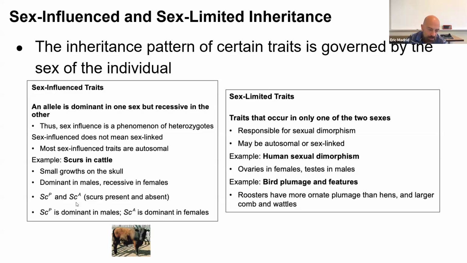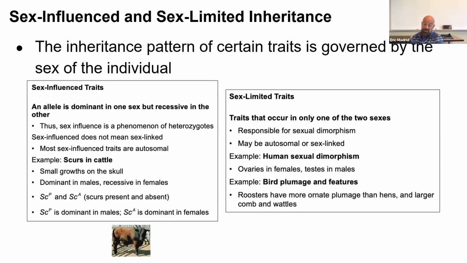And so if you end up with Sc^P and Sc^A, scurs could be present or absent, depending on whether that cow is a boy or a girl. If it's a boy, then Sc^P would be dominant. But if it's a girl, Sc^A is going to be dominant. And so that will determine the inheritance pattern as male or female. That's sex influenced. Sex limited means that those are traits that occur in only one of the two sexes. So it's only going to work for boys or it's only going to work for girls.